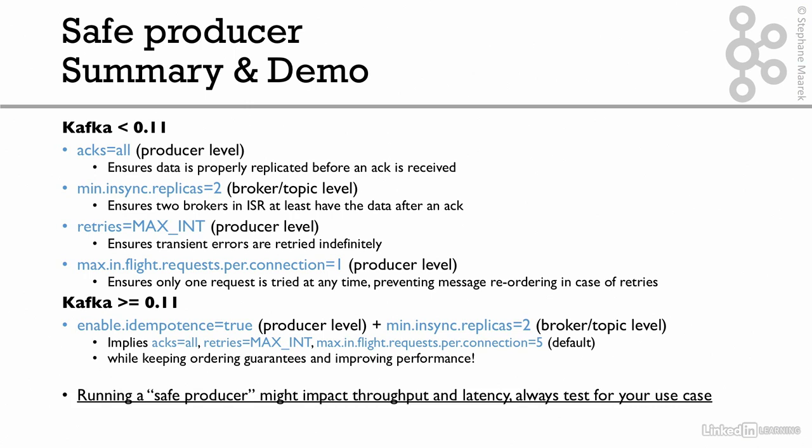So running a safe producer, though, I may say, might impact throughput and latency, okay? You want to always test for your use case. Basically, surely maybe you'll get a little bit less performance than without idempotence enabled, but is the latency still good enough for you? And do you have a high enough throughput? If that answer is yes, then absolutely use enable idempotence. So let's go ahead and test this out in our code.